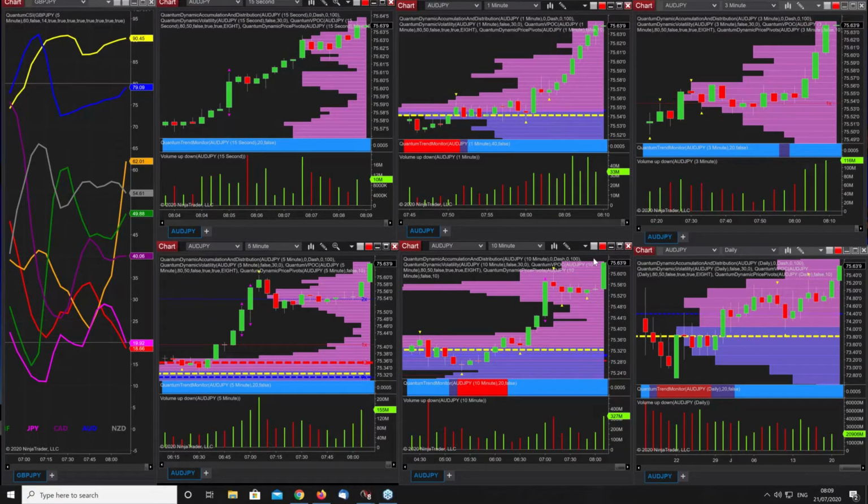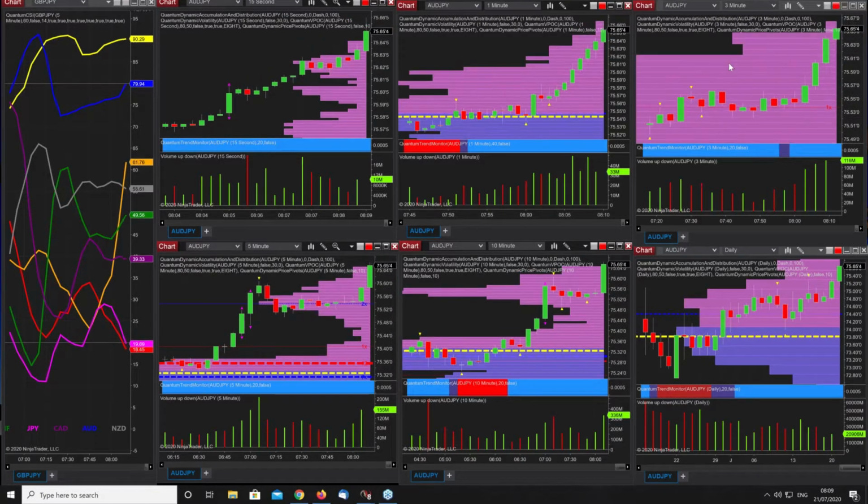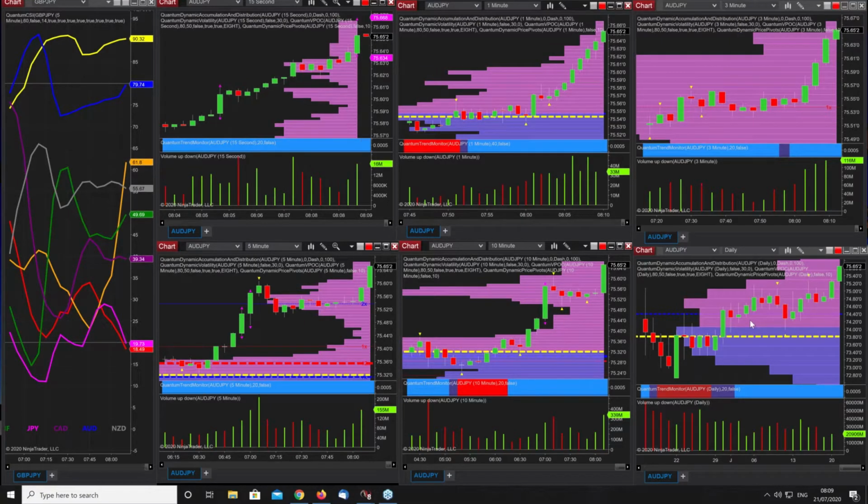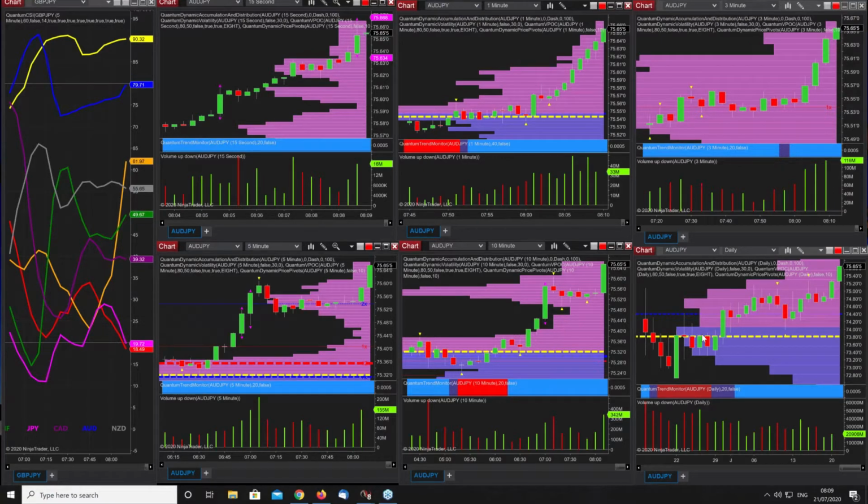Right, I'm on the Aussie yen, which is moving very nicely, as you can see. 15-second, 1 minute, 3 minute strung across the top and down the bottom. We've got the 5, 10, and the daily. And it's all about risk sentiment. This market moves on, all financial markets move on risk.